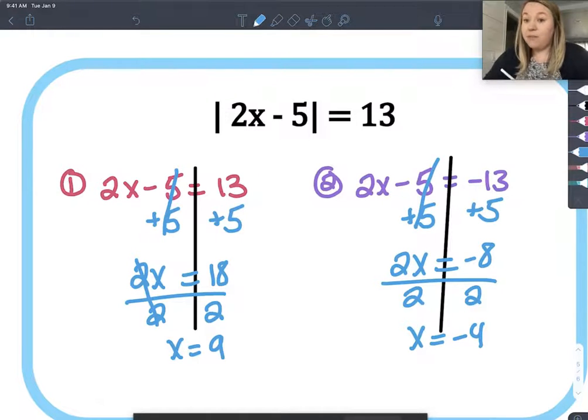Now, if you're kind of curious, do these work? You can go back in and check. So 9 times 2 gives us 18. 18 minus 5 gives us 13. Absolute value of 13 is 13, so we're good. Then 2 times negative 4 is negative 8. Negative 8 minus 5 is negative 13, but the absolute value of negative 13 is positive 13. So we are all set.